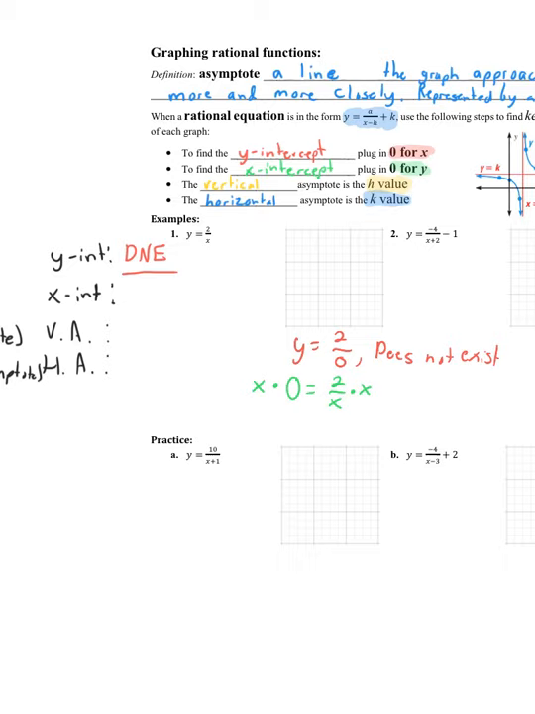So I'm going to get x times 0, and the x's go way over here, and I'm just going to get 0 equals 2. Which turns out 0 equals 2 is not a true statement. So this one's going to have the same problem, the x-intercept also does not exist. This one's kind of a weird problem because it's got the x-intercept and the y-intercept, both of them don't exist.